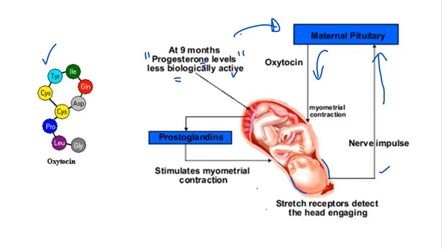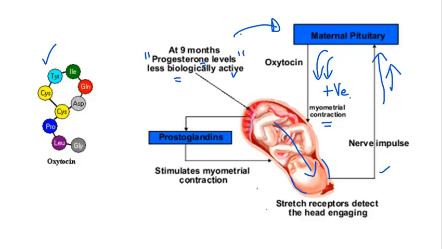Oxytocin causes myometrial contraction, which then pushes the child lower into the uterus, down to the cervix, causing a stretching in the lower regions of the uterus. And in turn, this creates further nerve impulse feedback to the pituitary and further oxytocin production. And clearly, we have here a positive feedback loop.